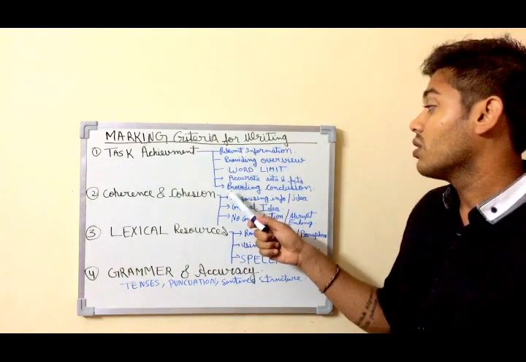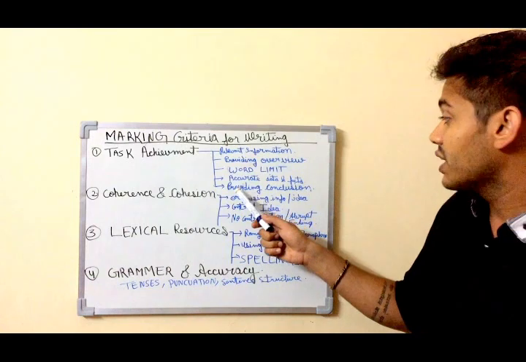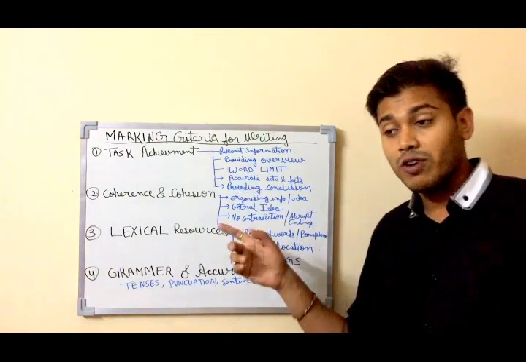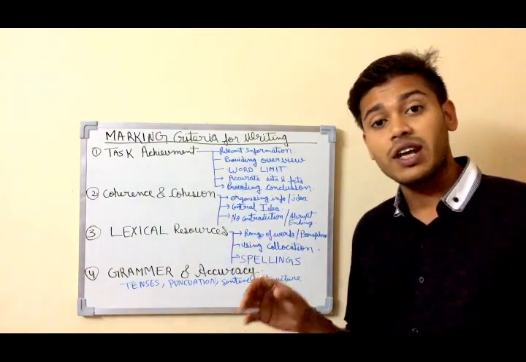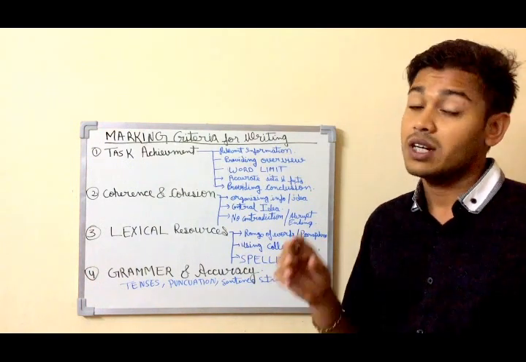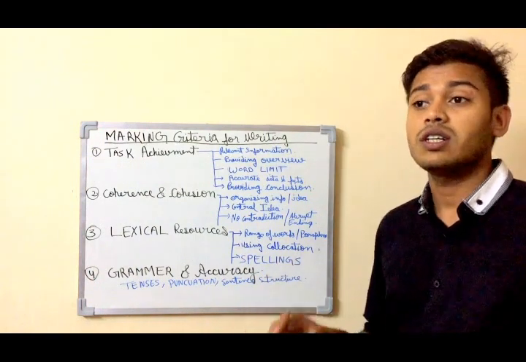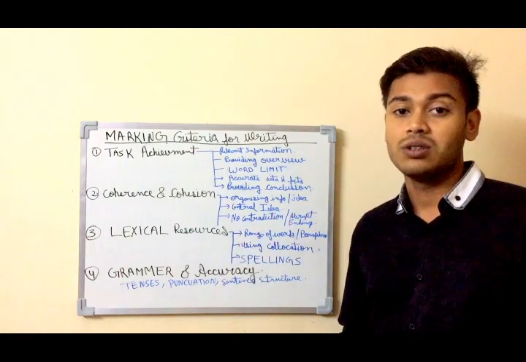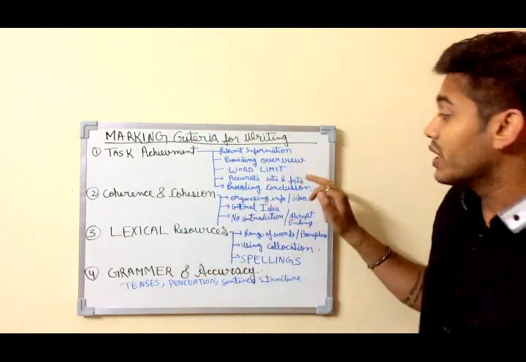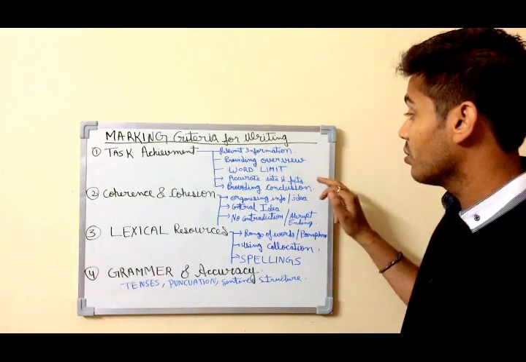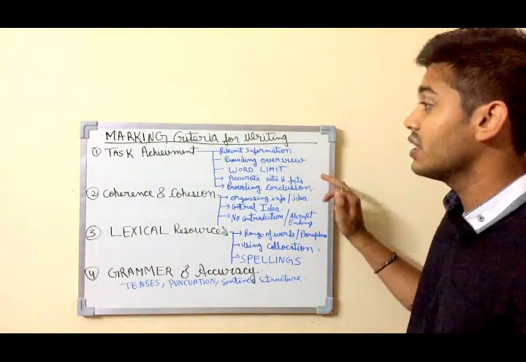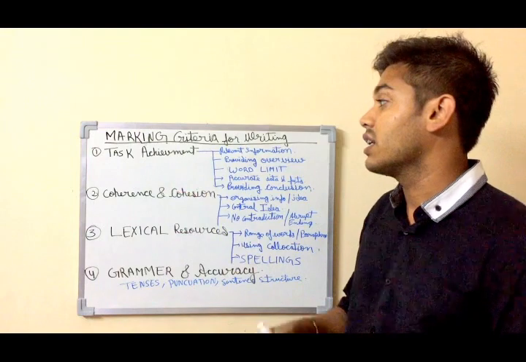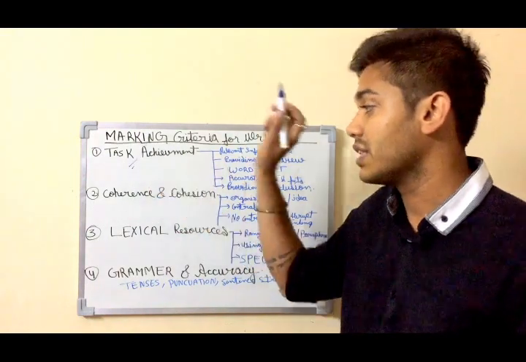Now the fifth point is providing a conclusion. You have to provide a conclusion in case of an essay. But in a letter you don't need to provide a conclusion. In a letter you need to convey your message, what the letter is asking you to do. So if you are good on these 5 points, then you will be marked nicely in task achievement.